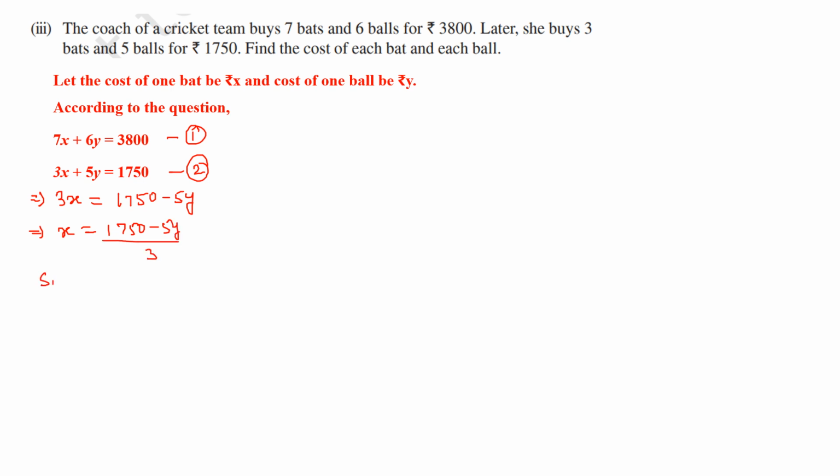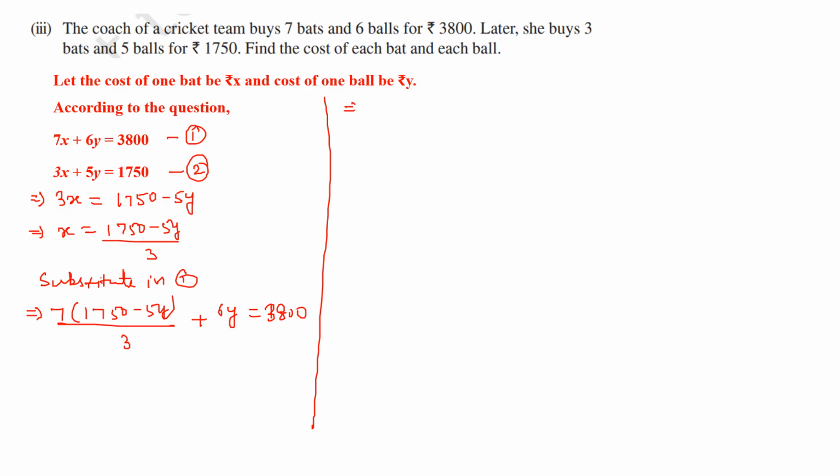Now substitute this in equation 1. Substituting in 1, I will get 7 into (1,750 minus 5y) divided by 3, plus 6y, equal to 3,800. Now let's take the LCM. If I take the LCM, it will be 7 times (1,750 minus 5y) plus 18y, divided by 3, equal to 3,800.